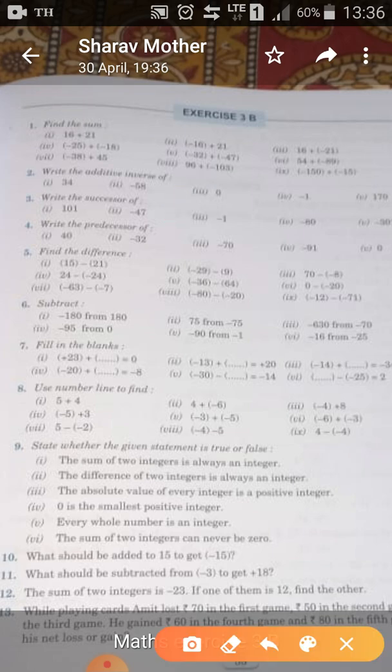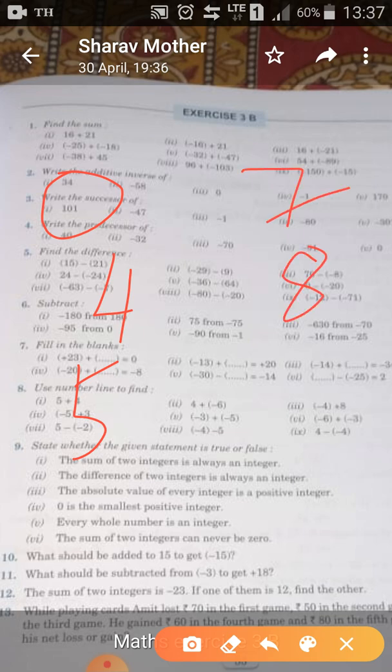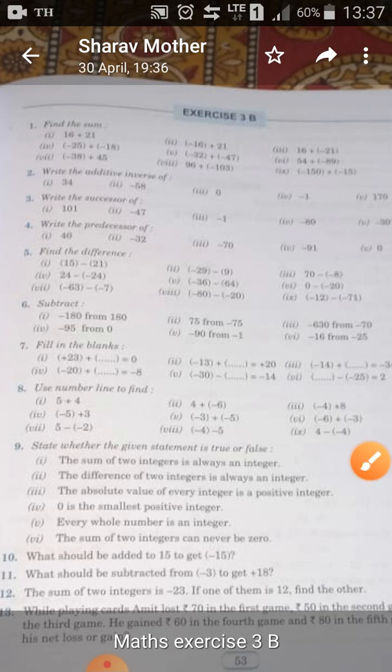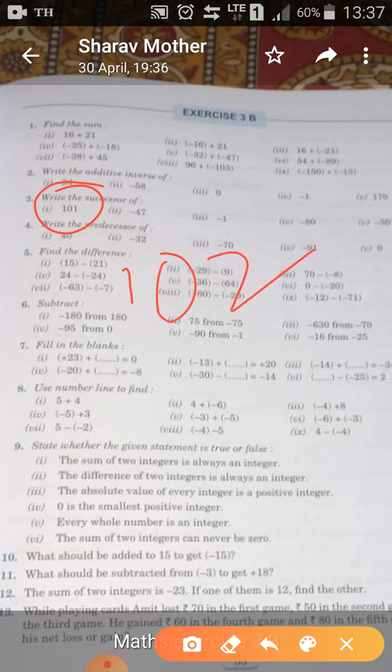Next we move on to successor. Successor, you know, the number after. Yes, what is the successor of 4? Successor of 4 is 5. What is the successor of 7? Successor of 7 is 8. Just like that, what is the successor of 101? Successor of 101 is 102.